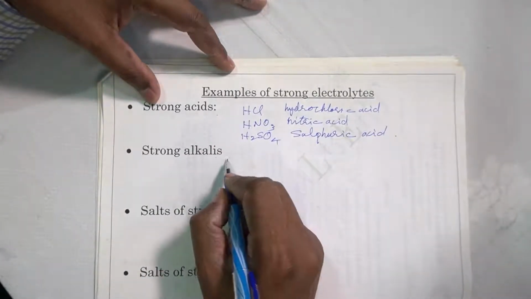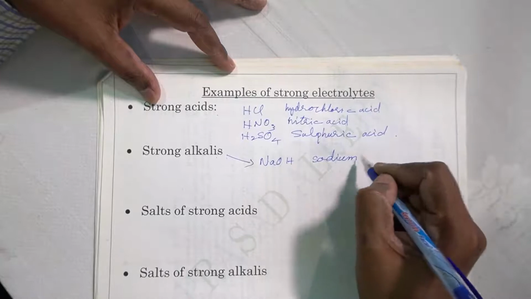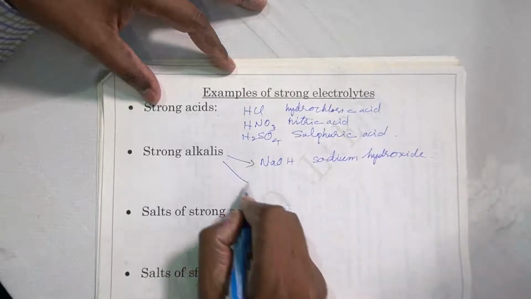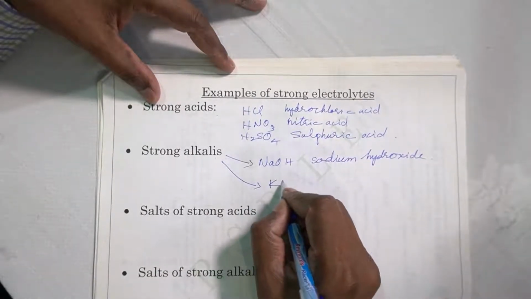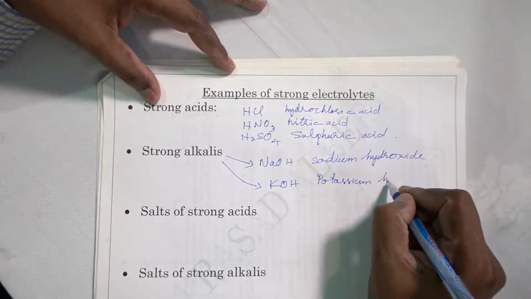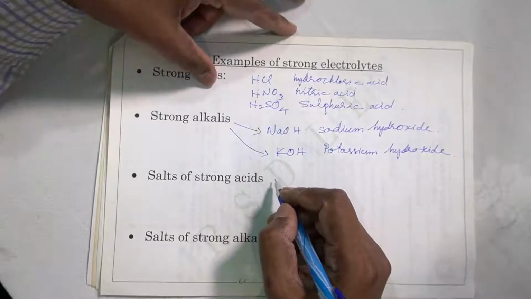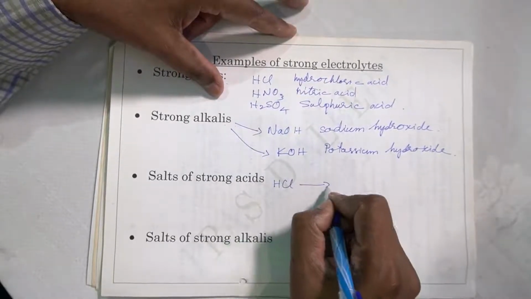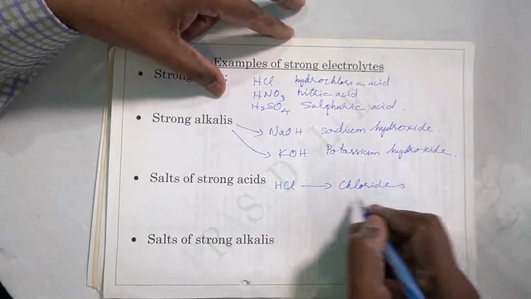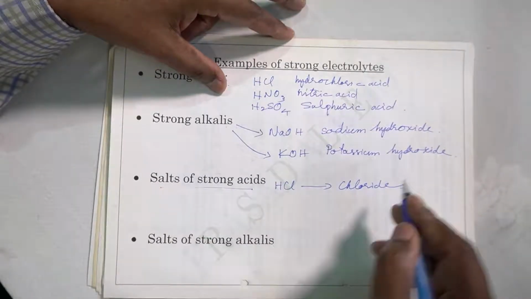In the same way, strong alkalis. Example, sodium hydroxide, NaOH. It splits into ions, almost complete dissociation. So it's a strong electrolyte, a strong alkali as well as a strong electrolyte. In the same way, potassium hydroxide, KOH. Okay, these are strong electrolytes. Then the salts formed by strong acids. Example, hydrochloric acid produces salts called chlorides, that is sodium chloride, potassium chloride, ammonium chloride, and so many chlorides. These chlorides are strong electrolytes, the salts of these strong acids.